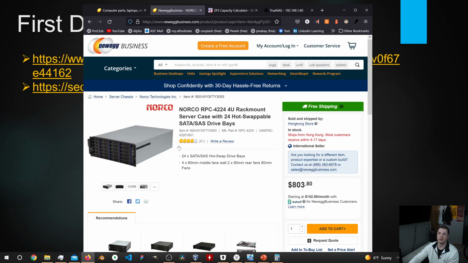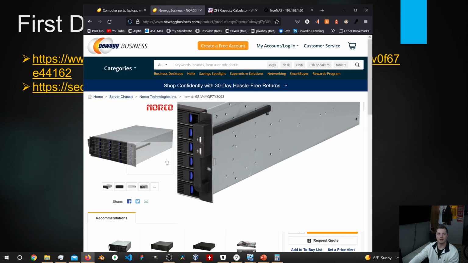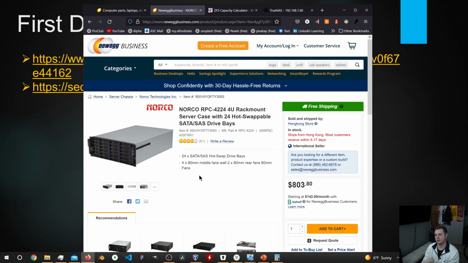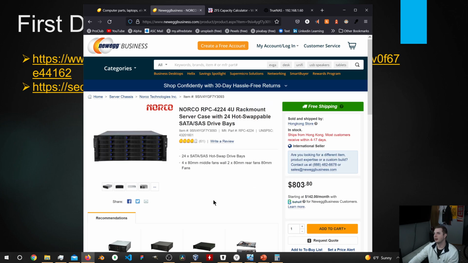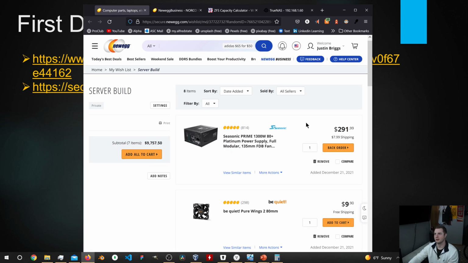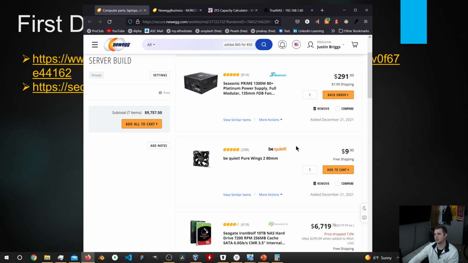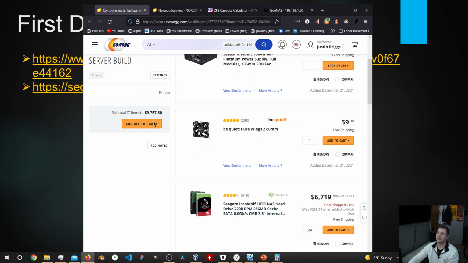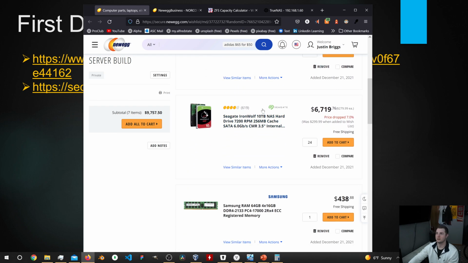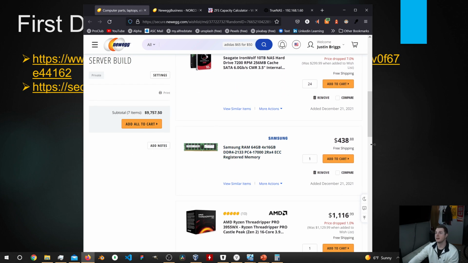Okay, so here's our case, from Newegg Business. Here's our 24 drives, hot swap. If anything happens to it, you just pull the drive out, put a new one in, and the parity is going to fix itself on your TrueNAS Core. And then for the server itself, we have our power supply here, 1300 watts. Super overkill for what we're trying to do here, but if the use case ever changes, we have the overhead. Fans, okay, drives, makes sense.